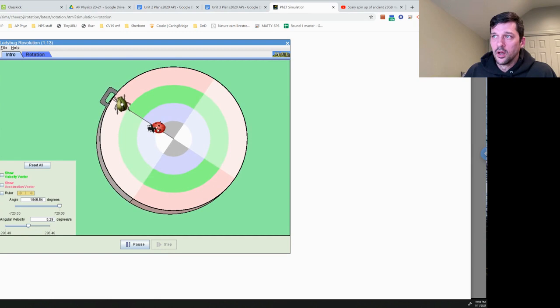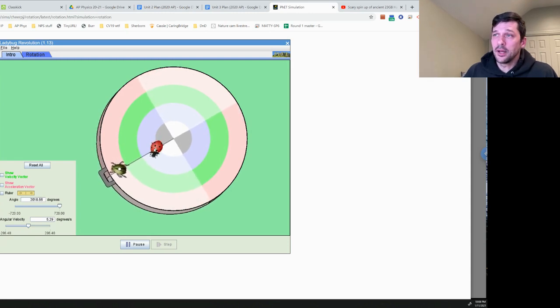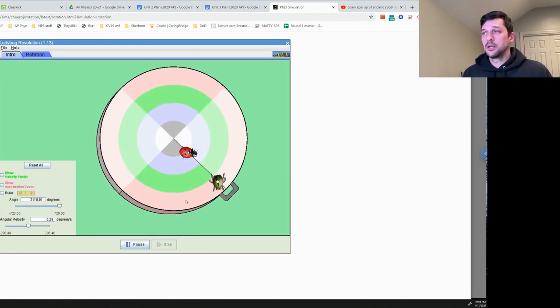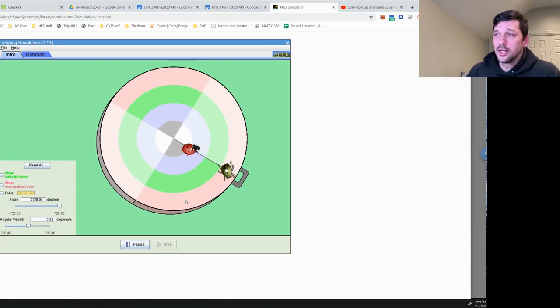Now, the ladybug won't have to travel as far, so the ladybug's linear speed is smaller because it's covering a smaller circumference in the same amount of time that the beetle is covering this circumference. So the beetle's linear speed is greater than the ladybug's, simply because it's got to go farther in the same amount of time. But they're passing through the same number of degrees in the same amount of time, so their angular speed is the same.